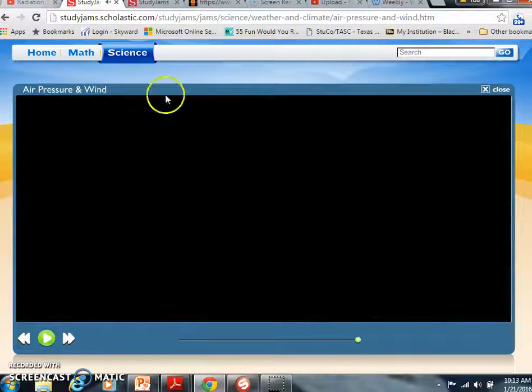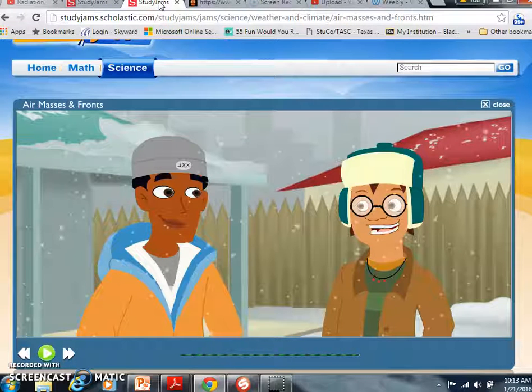Okay, so now that was kind of our review from yesterday. Now we're going to take that information and add a little bit more to it. Okay, so now we're going to look at how those temperatures and pressures affect our air masses, and how will that affect our weather? So this one picks up kind of where that one left off.